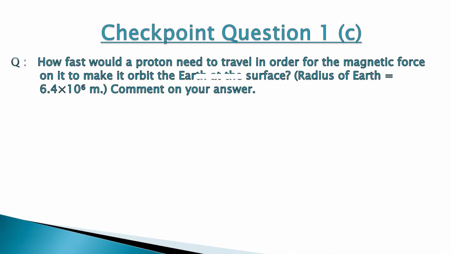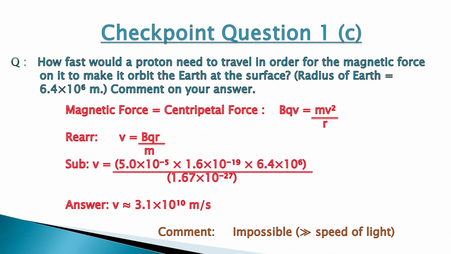How fast would a proton need to travel in order for the magnetic force on it to make it orbit the Earth at the surface? Radius of Earth equals 6.4 × 10^6 meters. Comment on your answer. Part C asks if Earth's magnetic field would make a proton orbit the Earth's surface. For circular motion, the magnetic force provides the centripetal force, so BQV equals mv squared over r. Rearranging gives V equals BQR over m.